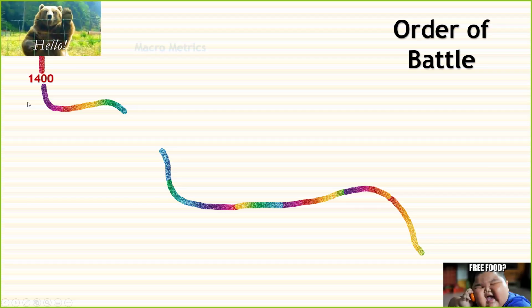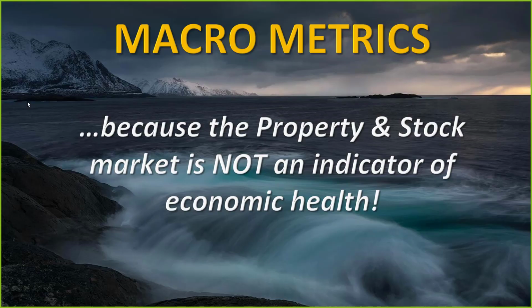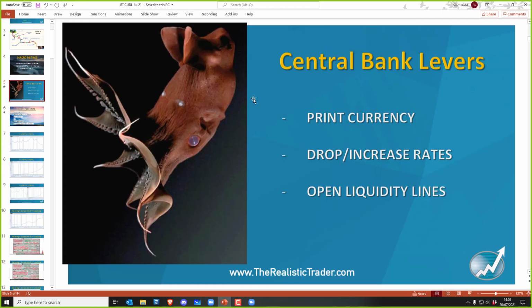So I wanted to start from the big picture first, sorry. Which is macrometrics, because the property and stock market is not an indicator of economic health. So really, we have to look at the things that control the world finances. So we have the central bank levers, which basically they can do two things really. They can print currency and open liquidity lines. They're pretty much the same thing, and they can drop or increase rates, as in interest rates.